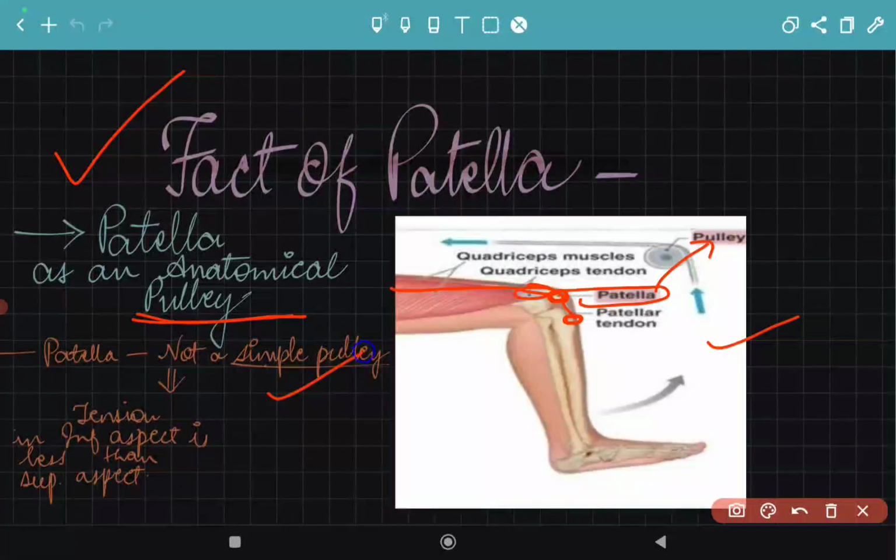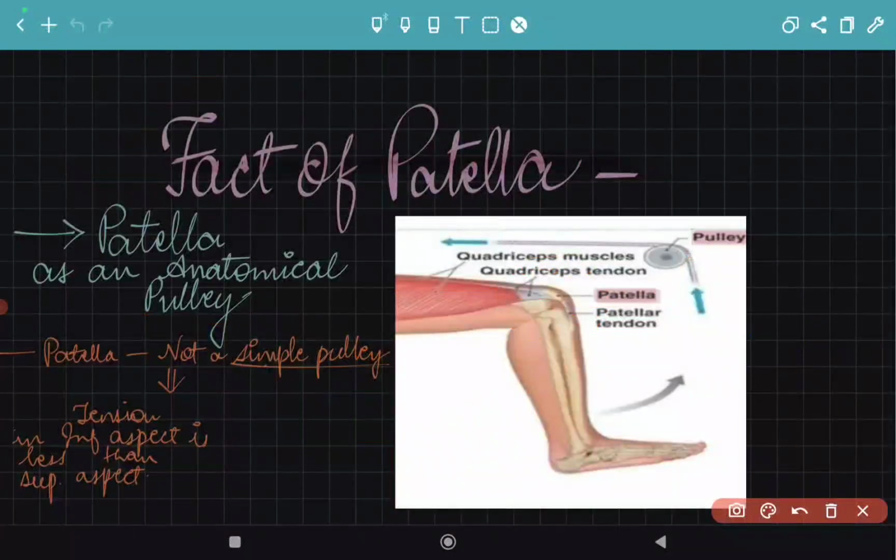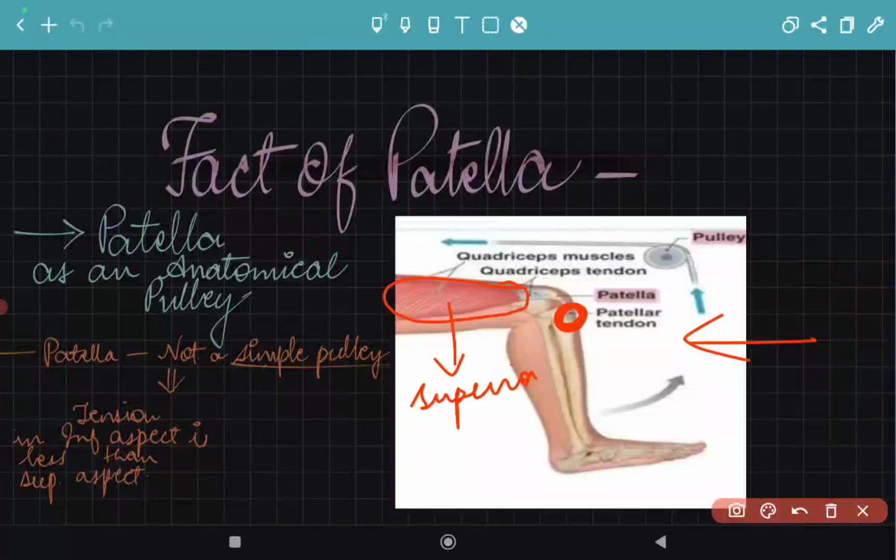The patella is not a simple pulley, because in a simple pulley the tension at both sides should be equal. But in this case, we can see the tension at the inferior aspect is smaller, and the tension at the superior aspect, which is exerted by the quadriceps muscle, is more. In the center is the patella, the anatomical pulley. Above it, at the superior side, is the quadriceps femoris, which will exert more tension.